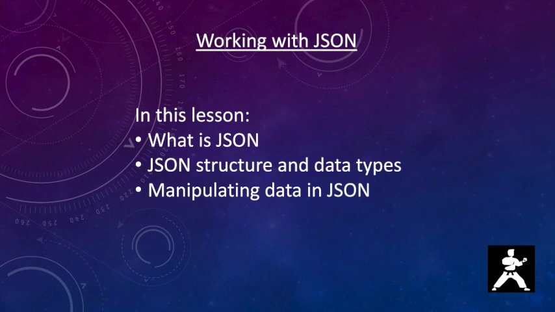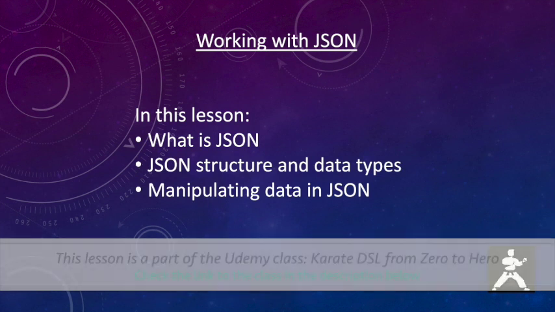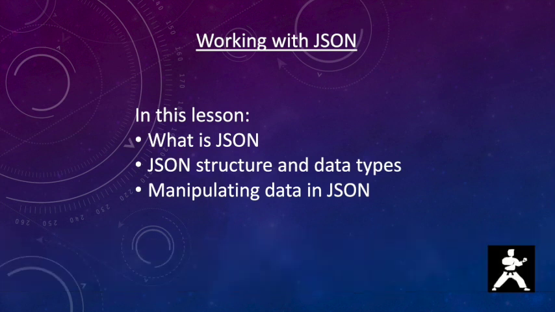And in this lesson, we will cover some basics about JSON. So what is JSON, JSON structure and data types, and manipulating JSON data. If you are already familiar with what JSON is and how to work with JSON data, you can skip this lesson and move forward. If you are new to API testing, please stay here, because you should have a crystal clear understanding of what JSON is and how to work with JSON objects, because a JSON object is the main type of payload for REST APIs.